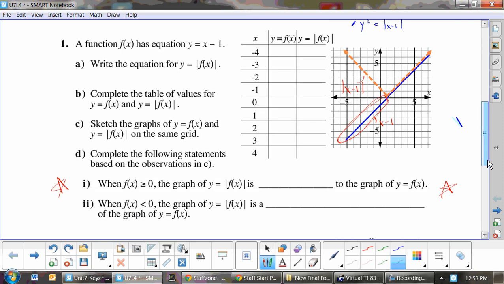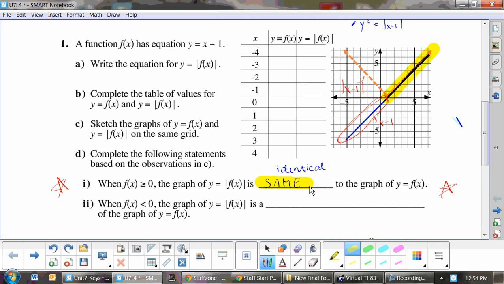So if you look at this stuff here, this is good notes for us. So we'll say, when the function is greater than 0, so when it's positive, right here, the graph of the absolute function is the same, for the positive part here. Yeah, so the absolute value stays the same, right? Same or identical. Okay, so for this portion of the graph, we'll even highlight it.